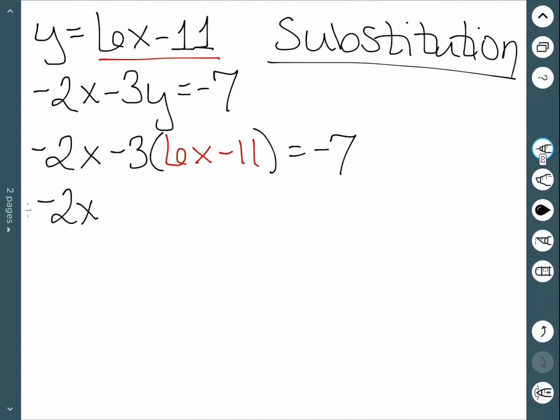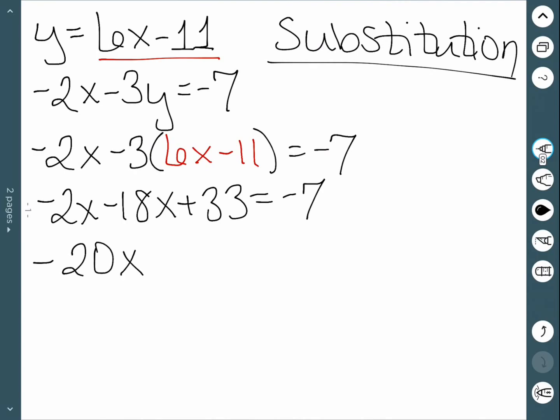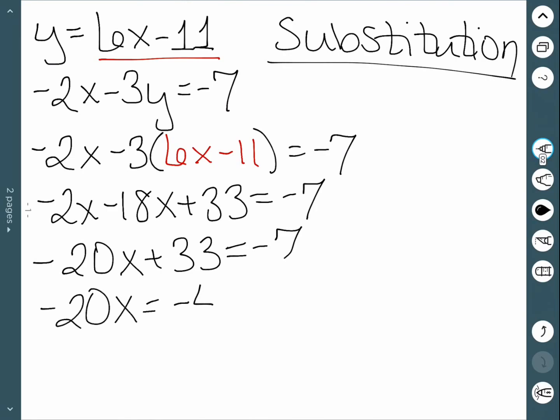Distributing, negative 3 times 6 is negative 18, and negative 3 times negative 11 is 33. Negative 2 minus 18 would be negative 20x, plus 33 equal to negative 7. I can subtract the 33 from both sides. That gives me negative 20x equal to negative 40. And then dividing gives me that x is equal to 2. So now I have half of my answer.